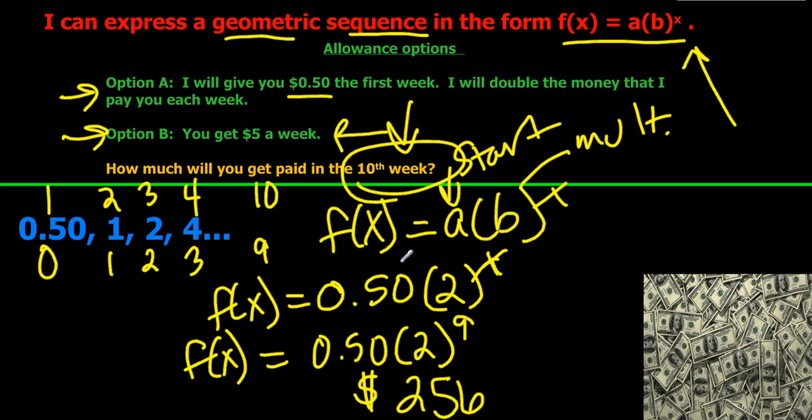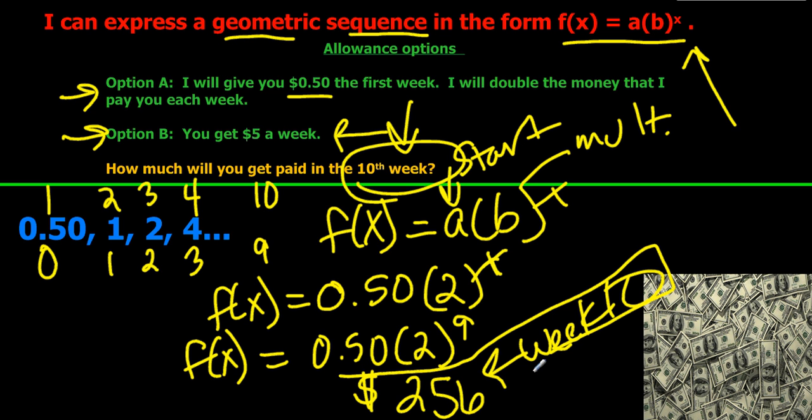$256. What were my kiddos thinking? They could have gotten $256 in week 10 for their allowance. Thankfully, I told them about this, but they didn't think that hard. See, you always should think real hard. So how much will you get paid in the 10th week? If you use option A, you're going to get $256. If you use option B, just $5. So in the beginning, it looks like not such a great deal. I think you guys can use this geometric sequence knowledge to help yourself out.